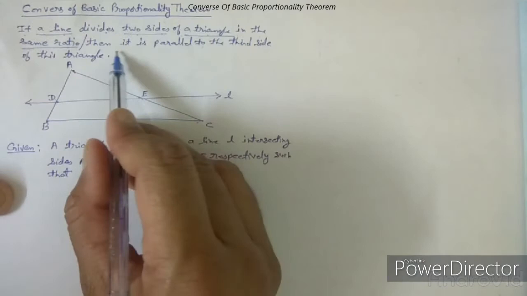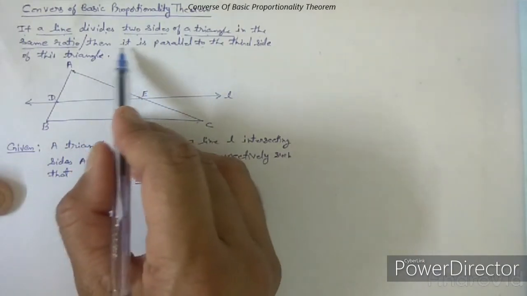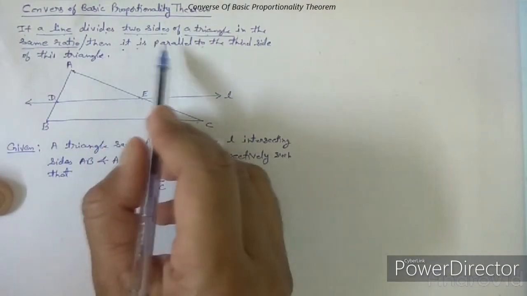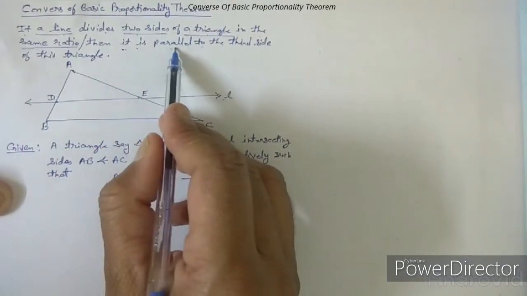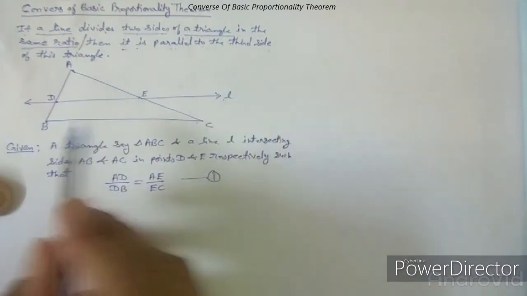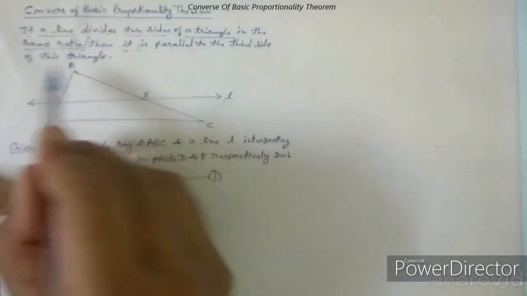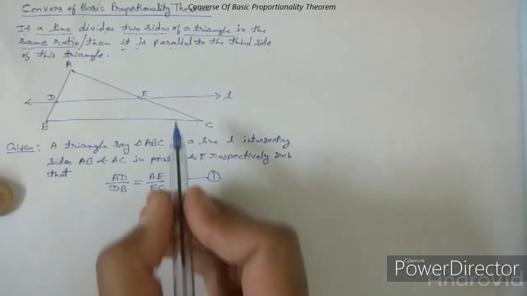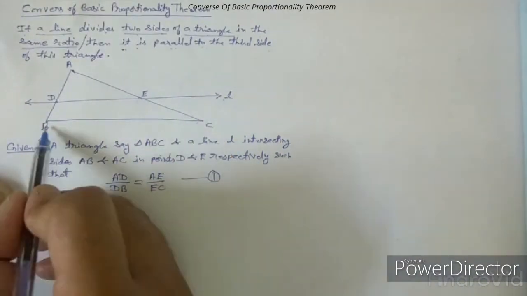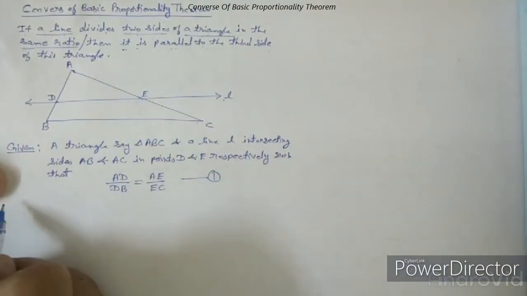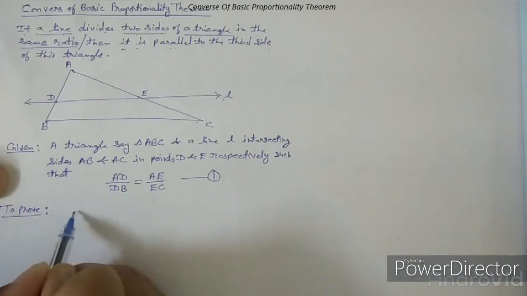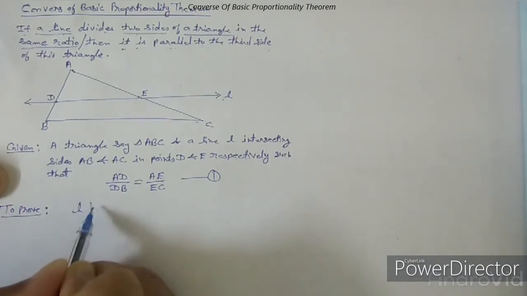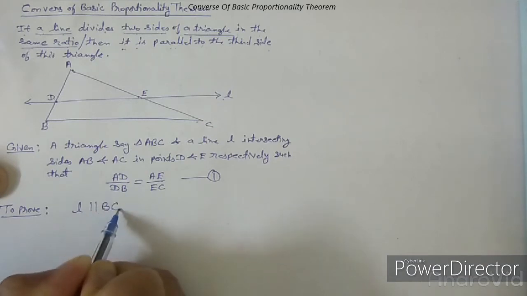Now see the second part of this statement. In the second part it is written that it is parallel. It means this line is parallel to the third side. Third side means BC of the triangle. So line L will be parallel to BC. So we write to prove part: line L must be parallel to side BC.